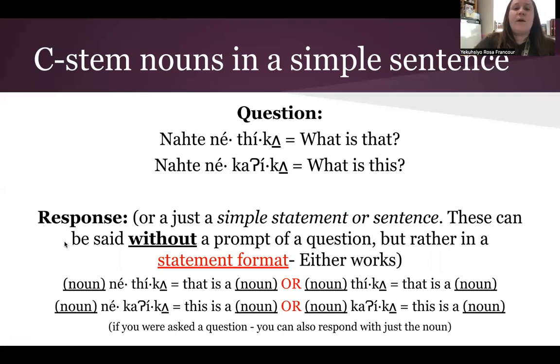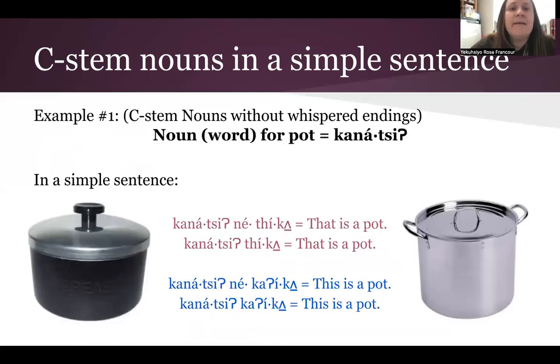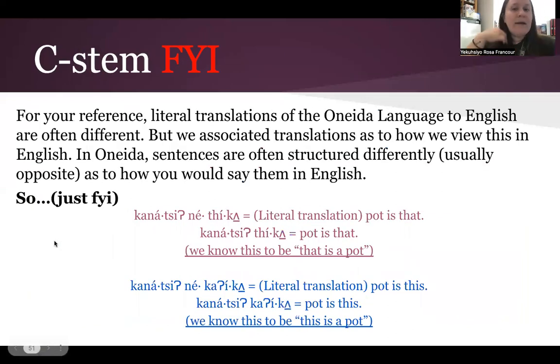So let's use that as an example in using natinetig or natinegaig. Okay, so this is a review. I'm not going to go through this. You can screenshot it or pause it if you would like to read it again. But let's use a C-stem noun without a whispered ending. A good example of that is ganaji, the word for a pot. Ganaji netig, that is a pot. Or you could also say ganaji tig, that is a pot. This means the same thing. It's just another way to say it. You can also say this is a pot. You would say either ganaji negaig, or you could say ganaji gaig. This is a pot. Okay.